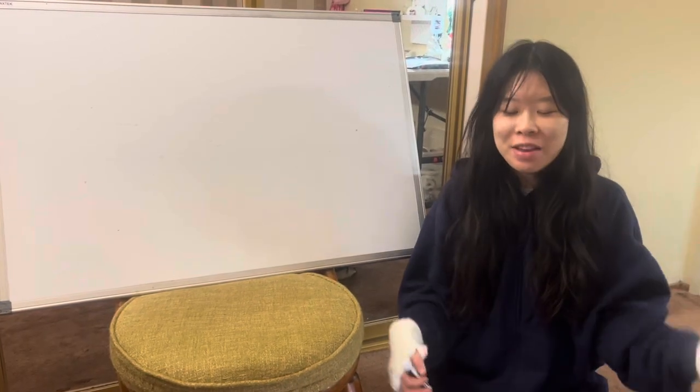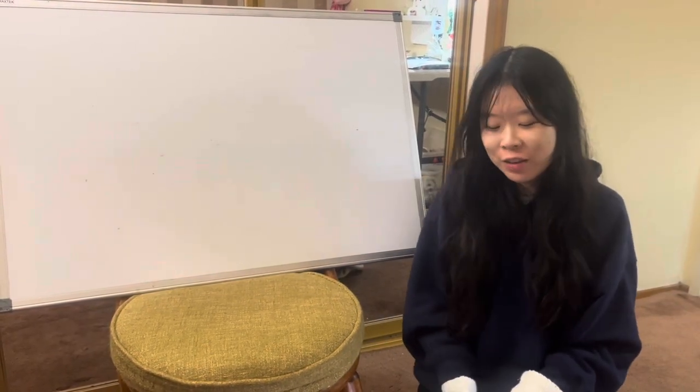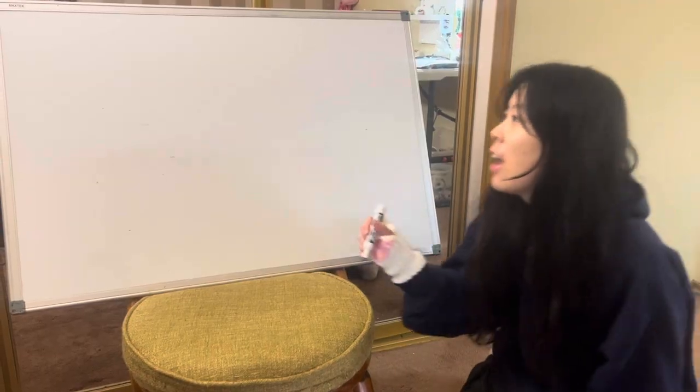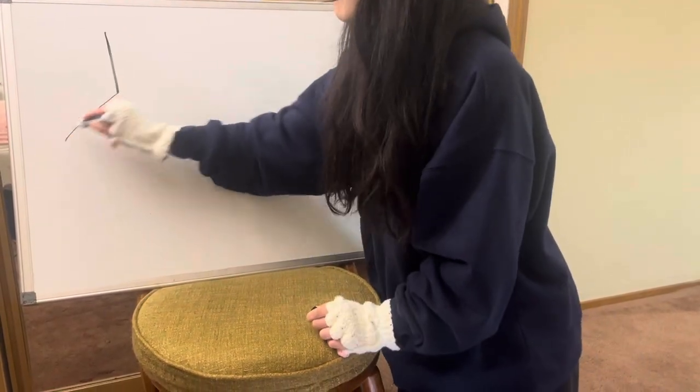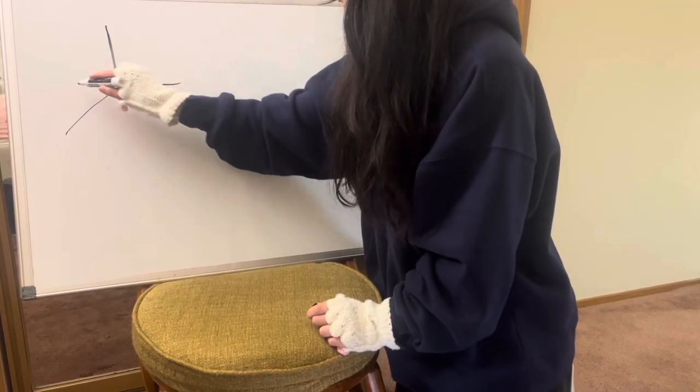Okay, today we're going to be finding the volume of a 3D surface. First, let's use a Riemann sum to derive the volume. Let's say we have a 3D surface like this.